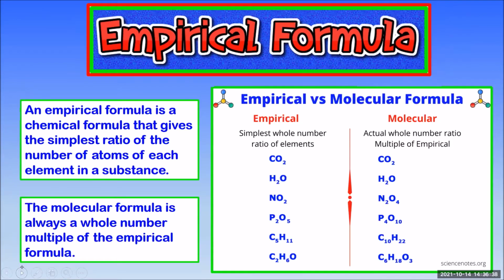The empirical formula is the simplest ratio of the number of atoms of each type in a compound. Sometimes it's the same as the molecular formula, as in carbon dioxide. Sometimes you can simplify the numbers. In dinitrogen tetroxide, there's a common factor of 2, so you can simplify that to NO2. This is the empirical formula. Sometimes the empirical formula is the formula of a real compound. Nitrogen dioxide, NO2, does actually exist. But sometimes the empirical formula isn't an actual compound, it's just a mathematical construct.